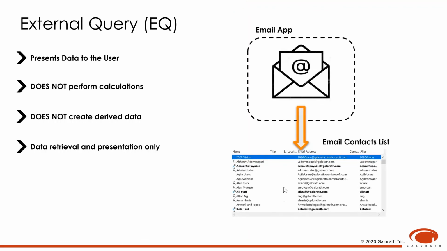A good example of an EQ is a list of email contacts from your email application. As you can see, the information is leaving the application and it is being presented to the user. However, no calculations or derived data are involved. This is purely a retrieval and presentation of data to the user. So this classifies as an external query or EQ.